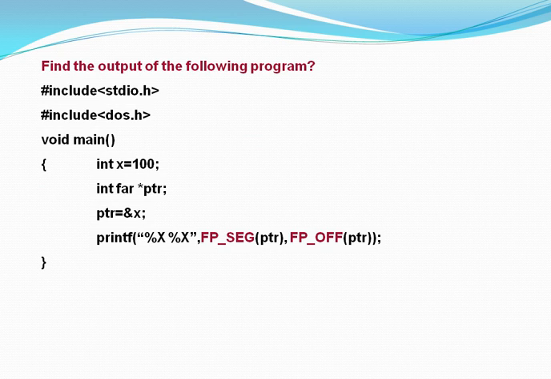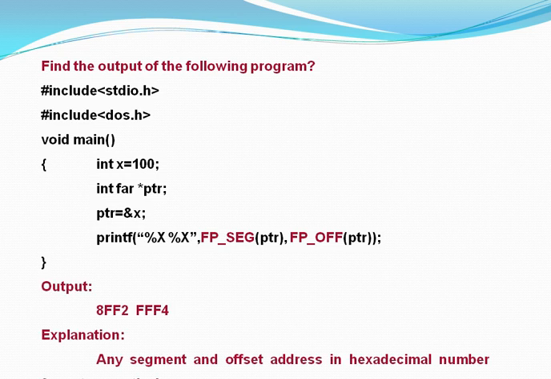Now find the output of the following program. So int x is equals to 100, int far star ptr, ptr is equals to address of x. Now we can print by using percentage x, you can print individual address of the far pointer in the form of segment and in the form of offset. So by using fp underscore seg you can print the segment address, and fp underscore off you can print the offset address. So what is the segment address? 8 ff2, and what is the offset address? ff4. So any segment and offset address in hexadecimal number format respectively.